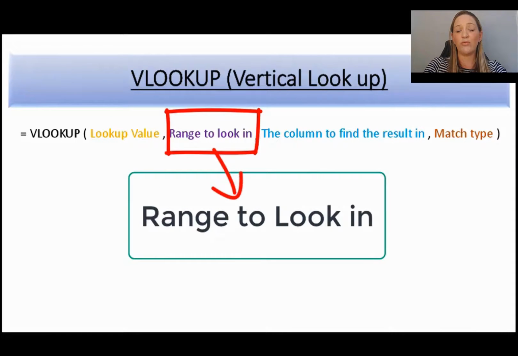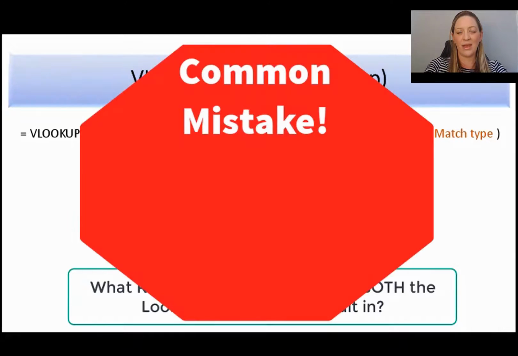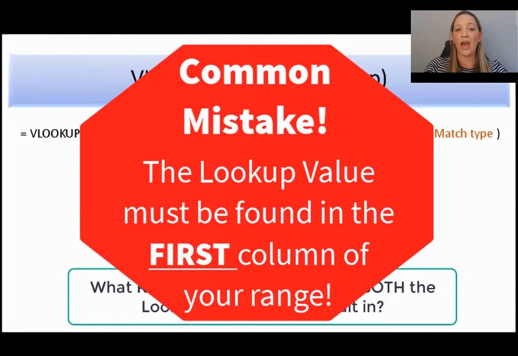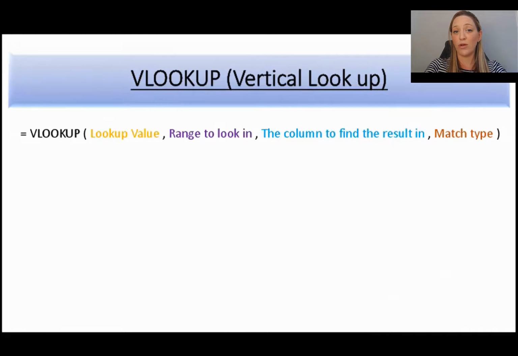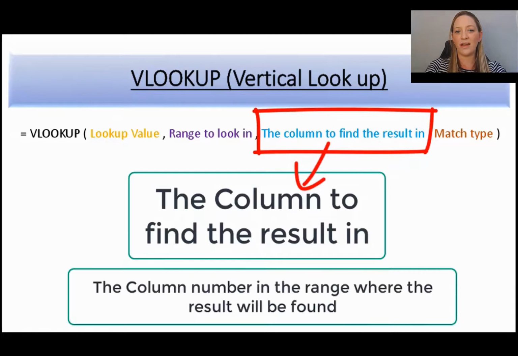Moving across, we have the range to look in. So what range of data will Excel find both the lookup value and the result in? Now a common mistake here, you have to make sure that the lookup value is found in the first column of the range of data that you select. Otherwise you're going to get an error from your function. Next we have the column that Excel is going to find the result in. So this is a column number within the range of data where it's going to find the result.